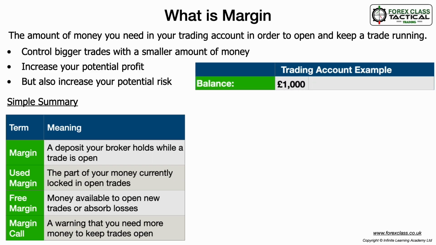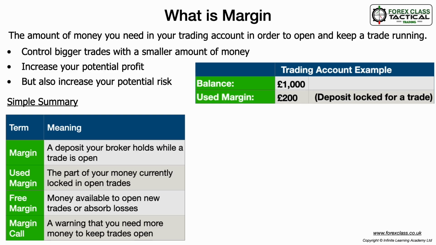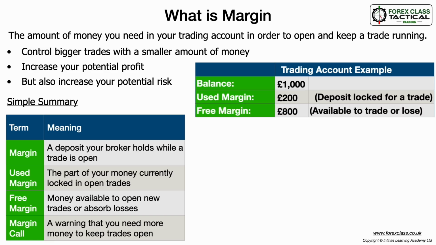Let's assume your account balance is £1,000. You use £200 as margin to open a trade. This is the deposit the broker will lock for that one trade. That means your free margin is £800. This is what you have left to open additional trades, and also if you have a losing trade, then this is the amount that will be used up in a losing trade.